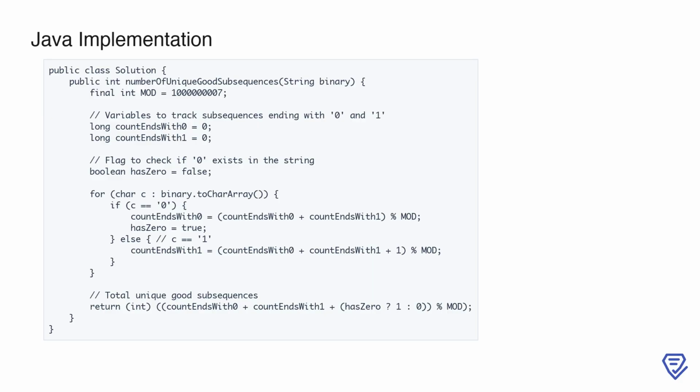This is the Java implementation of LeetCode problem number 1987, Number of Unique Good Subsequences. The logic mirrors the Python solution, using variables to track subsequences ending in 0 and 1, with a flag to account for standalone 0. Java-specific differences include explicit type declarations and modular arithmetic with long types. The function calculates the result iteratively while processing the binary string.